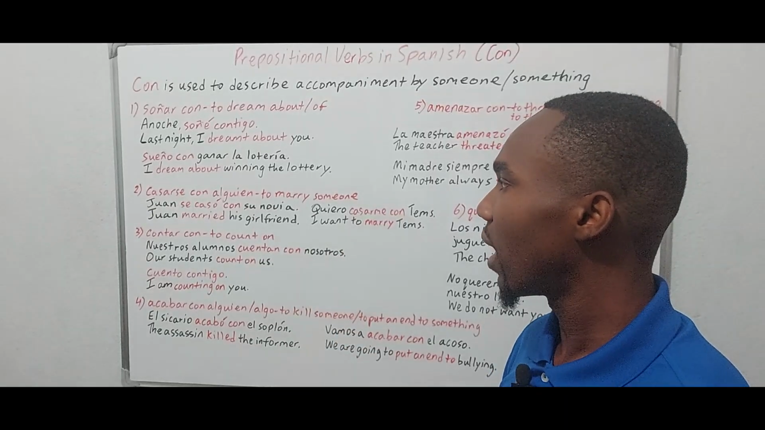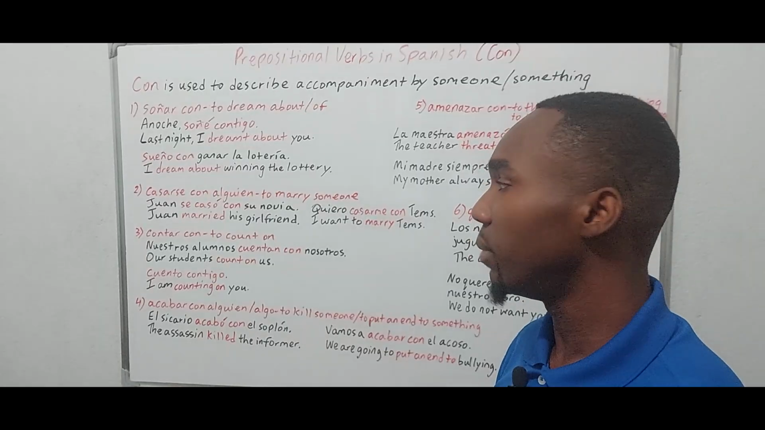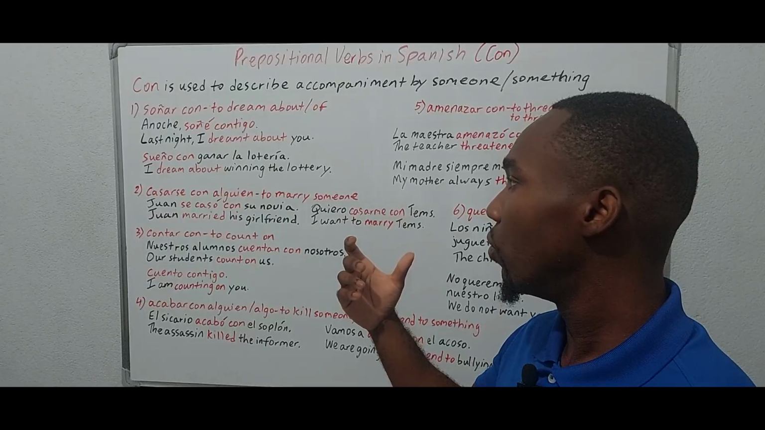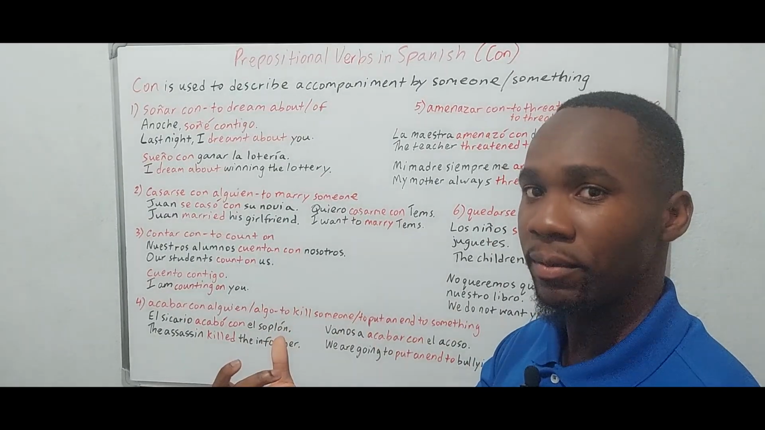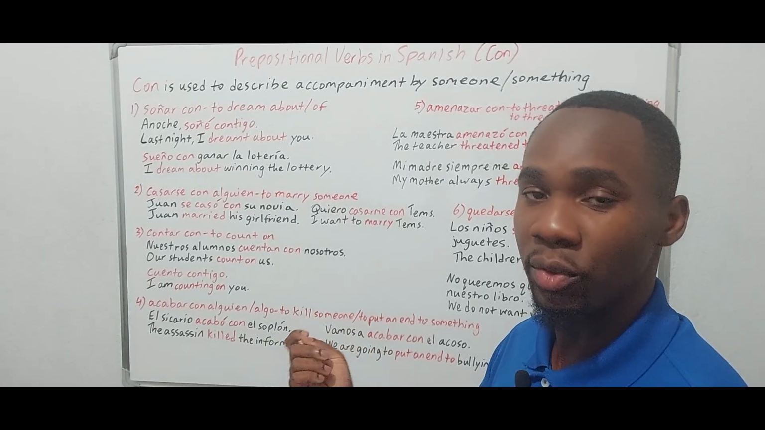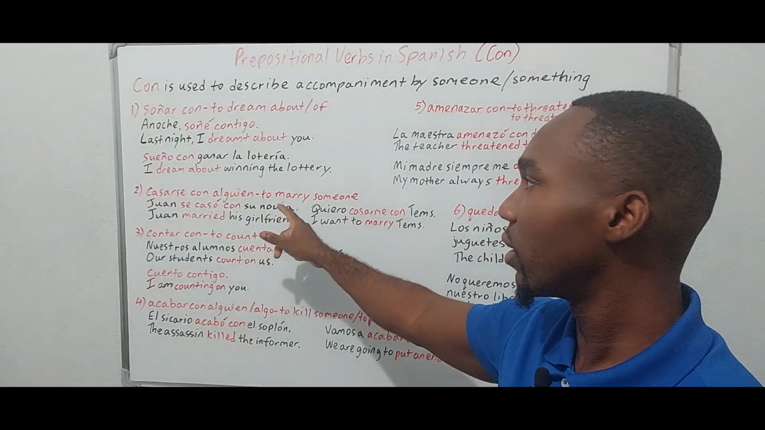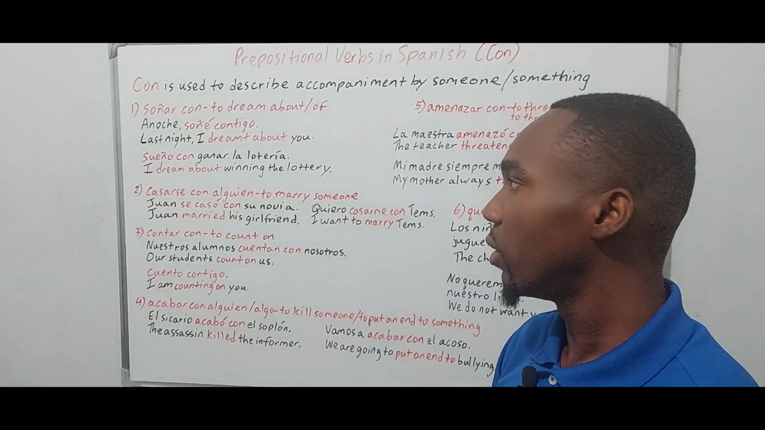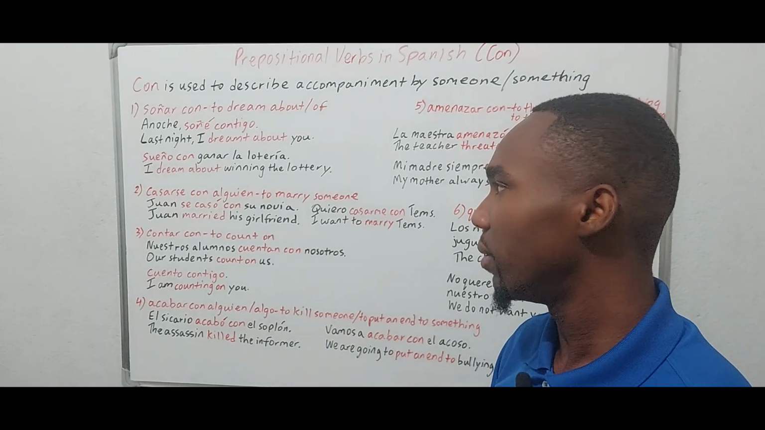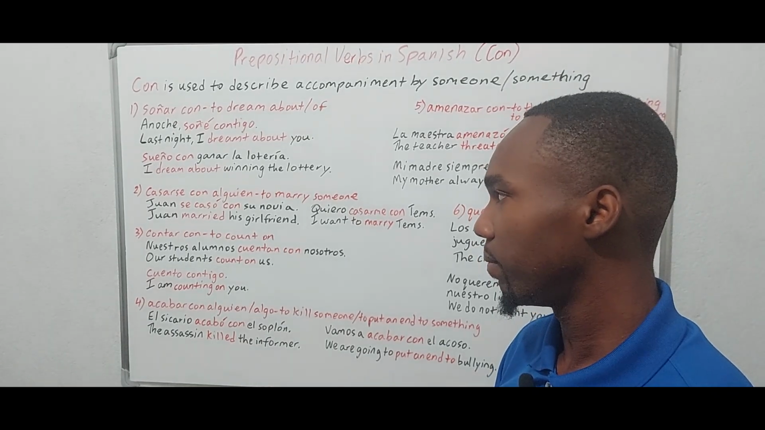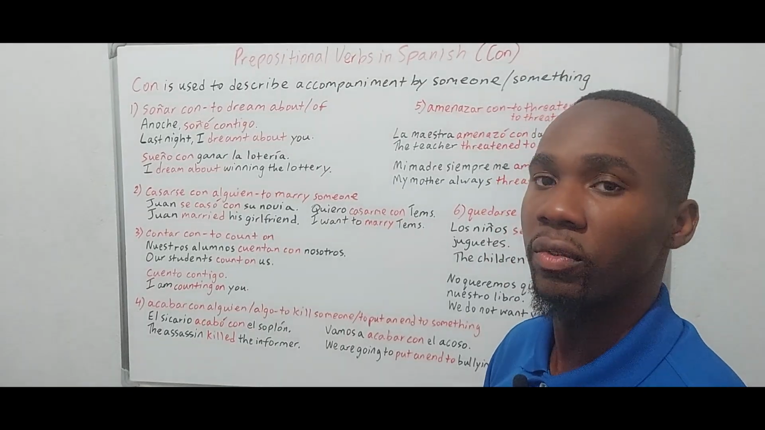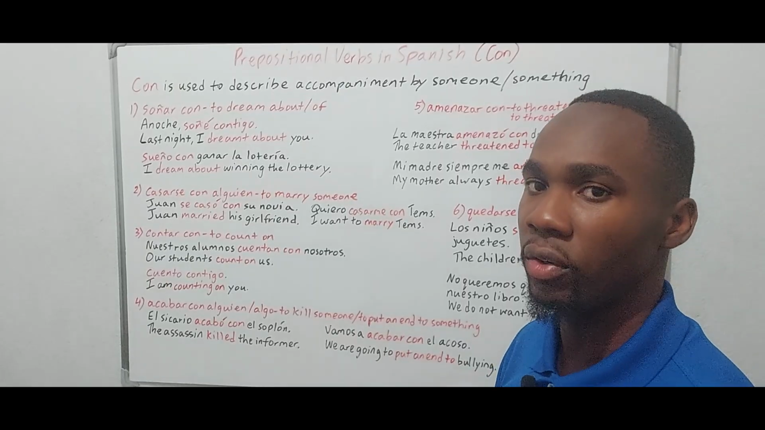Dos, casarse con alguien, which means to marry someone. All right? Now, we don't use a, even though it may seem that a is the correct preposition. We do not use a, we use con. So, casarse con alguien, to marry someone. Juan se casó con su novia. Juan married his girlfriend. Yep. We don't say se casó a su novia. Se casó con su novia.